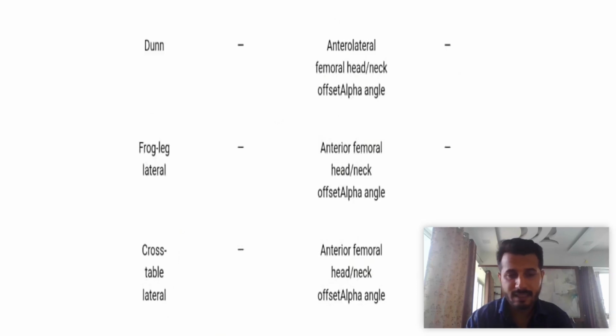To summarize these views, the Dunn view would give you an idea about the anterolateral femoral head and neck offset. The frog lateral view would roughly give you an idea about the anterior femoral head and neck offset, and the cross table lateral view would give you an idea about the anterior femoral head and neck offset.